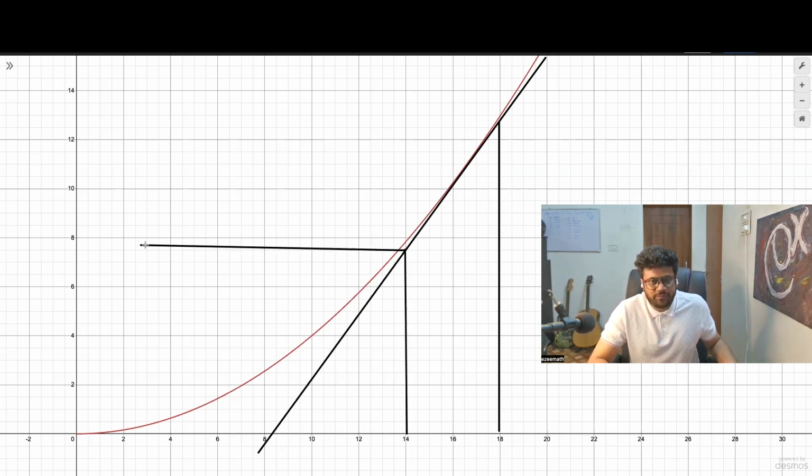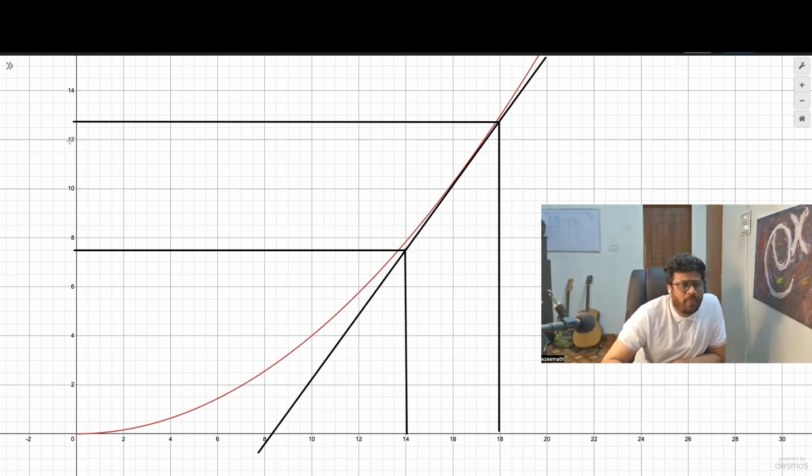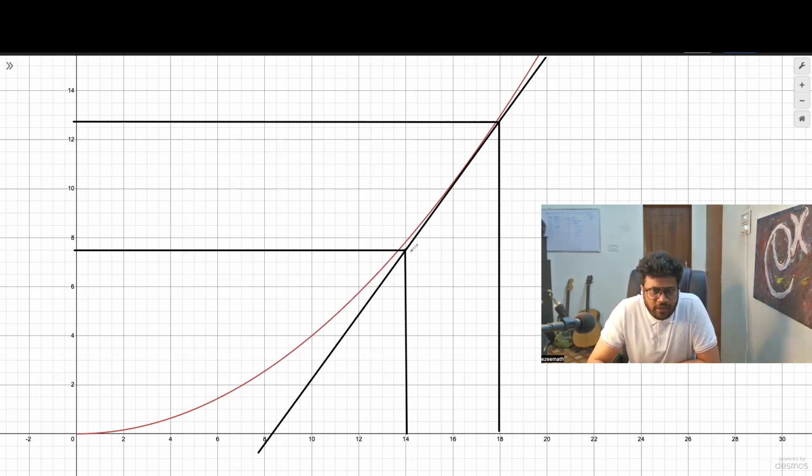And corresponding to 14, we have a 7.5, I think. And corresponding to 18, we have a 12.5, I think. Yeah, 12.5. No, it's a 13, 12.75, I think. Okay, so let's go check out the values. Here's an x value of 14. Corresponding to that, we have a 7.5, and here you have an 18, and there you have a 12.75.